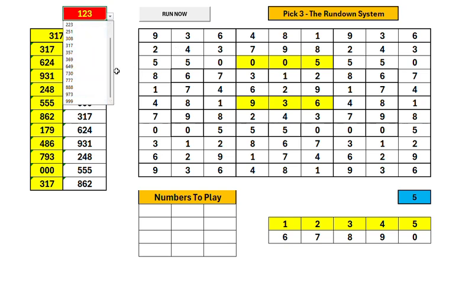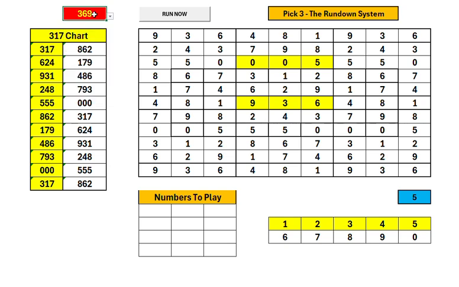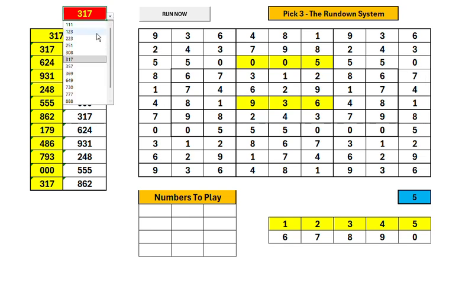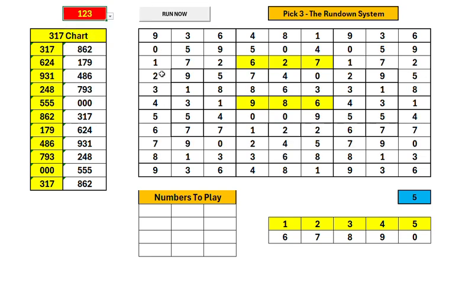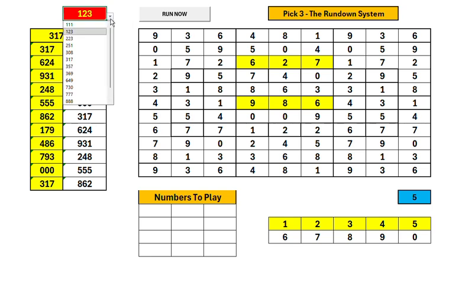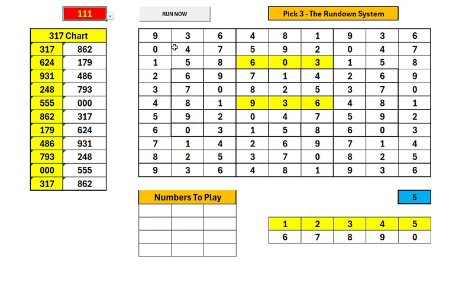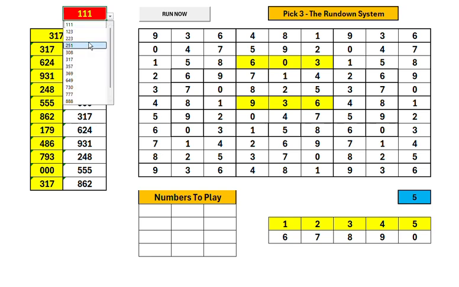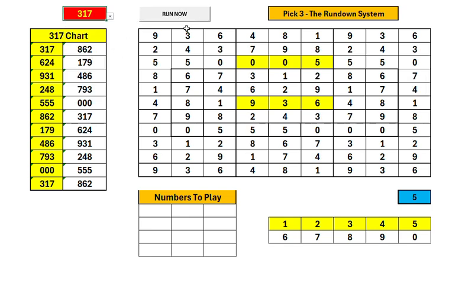So I built it to where, let's say you want to search with the 369, you just change this and the numbers are here. You just hit run, and it automatically updates to the chart that you're looking at. So if I put 317 here, it updates to the 317 rundown. If I change this to a 123, now it's a 123 rundown. And then this is 111, it automatically changes to a 111 rundown. So each of these charts here is designed so you can search faster.